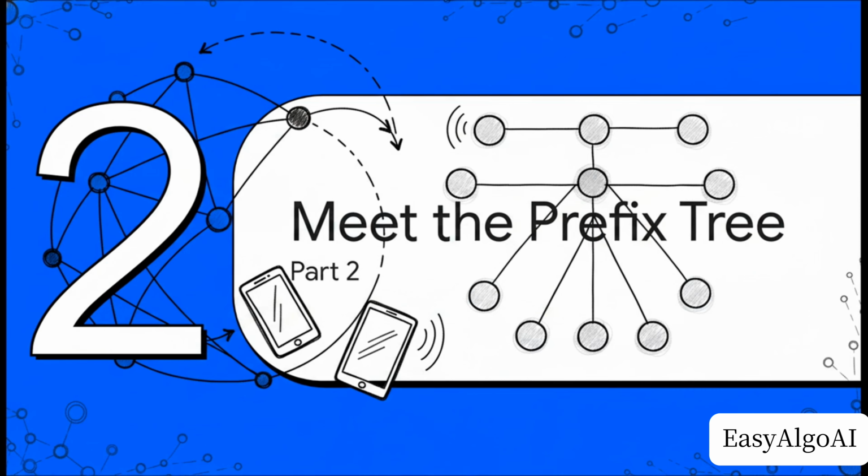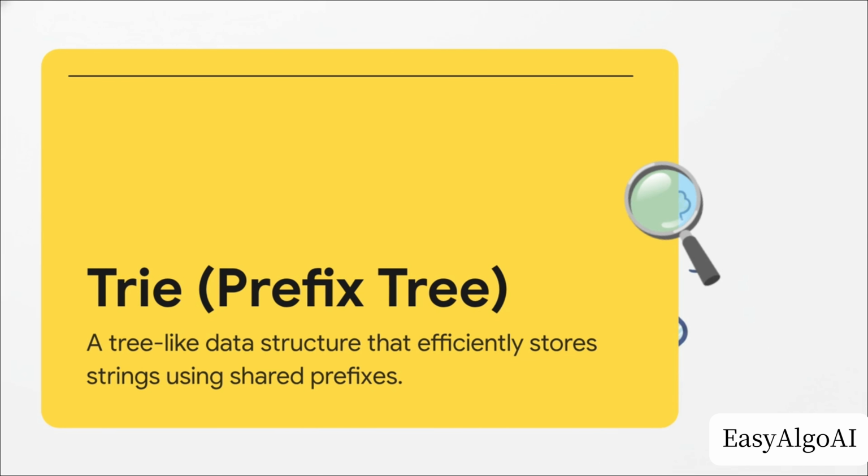Which brings us to part two, meet the prefix tree. Say hello to the trie. Now, it's often pronounced "try," though it comes from the word retrieval. It's also known as a prefix tree. This specialized tree-like data structure really has one main superpower. It efficiently stores strings of characters by taking advantage of shared prefixes. That concept right there, shared prefixes, that's the absolute core intuition making this all work.